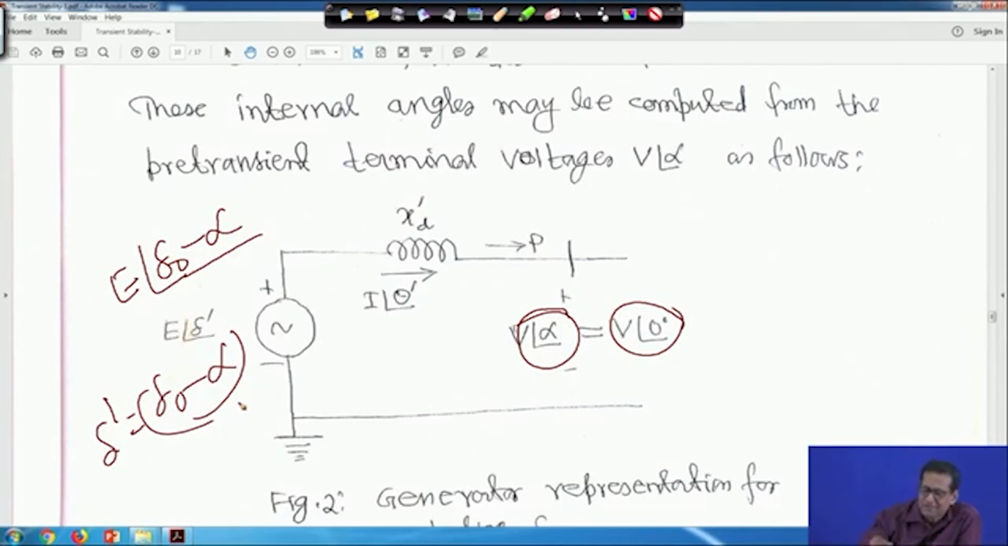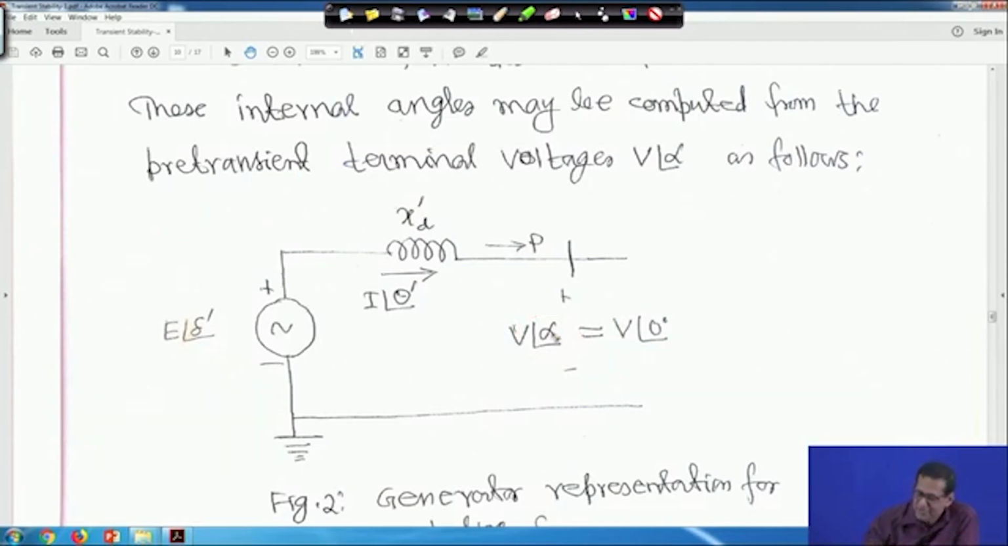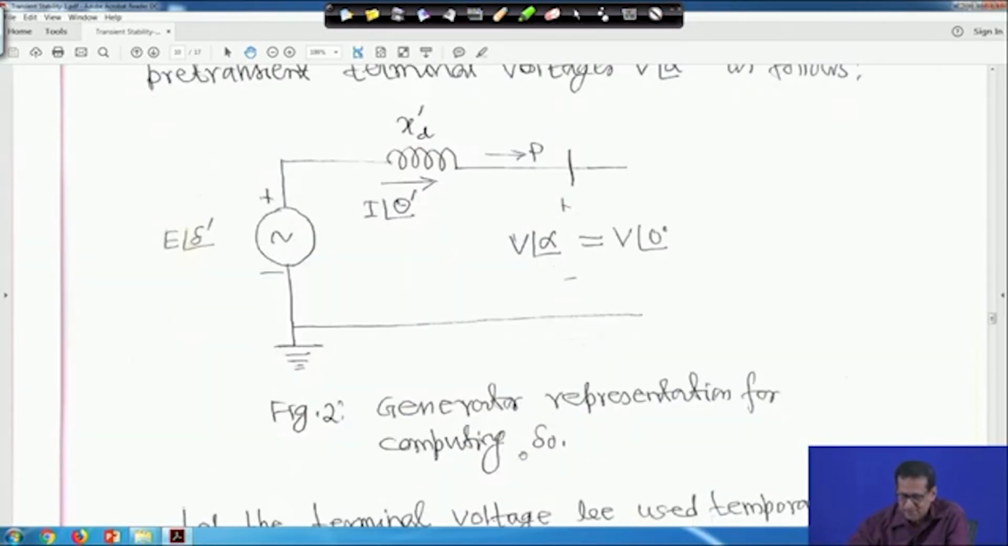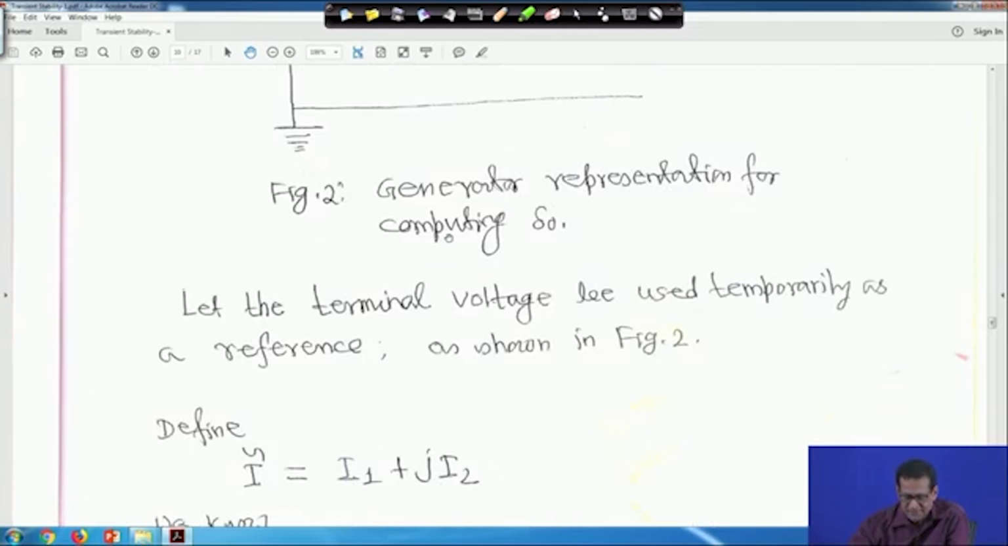So earlier also we have seen this for the synchronous machine studies, right. So the meaning is that when I write V angle delta is equal to V angle 0, it does not mean alpha is equal to 0, we are changing the reference. If this is V angle 0 degree, then this side angle will change, right. So that is why we will take this terminal voltage V as a reference, right. Therefore this is the generator representation for computing delta 0, right.